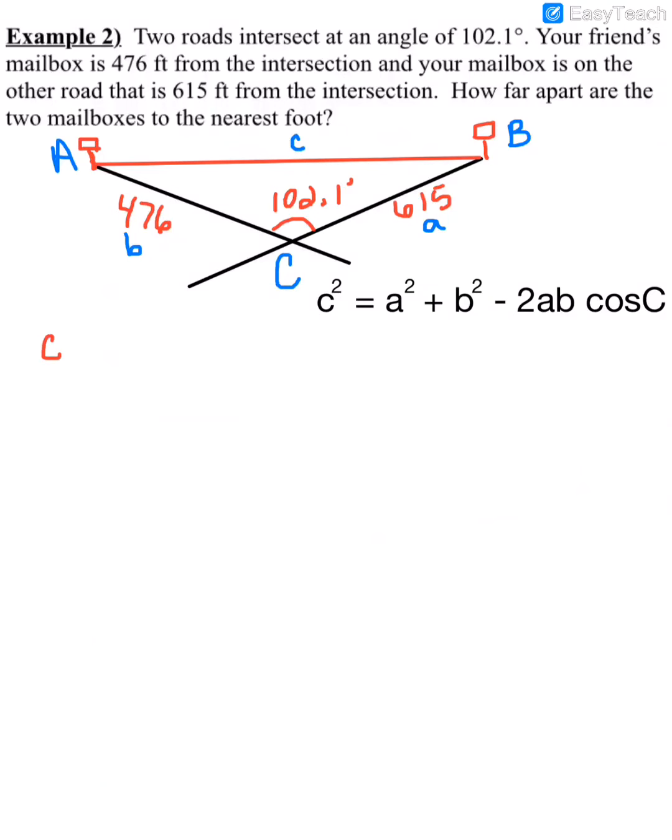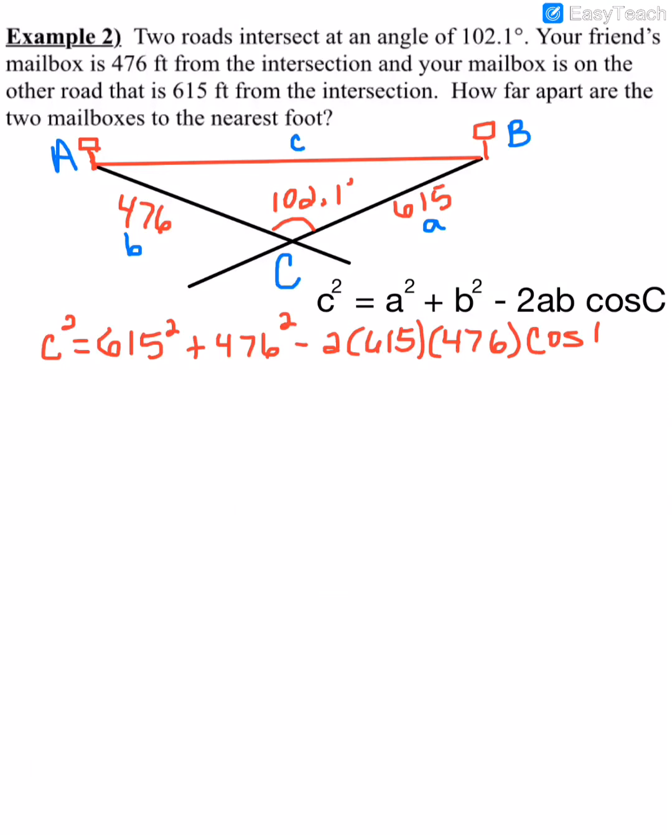We're looking for C, and that's going to equal A, which is 615 squared, plus B squared, minus 2 times A times B times the cosine of C, which is 102.1.